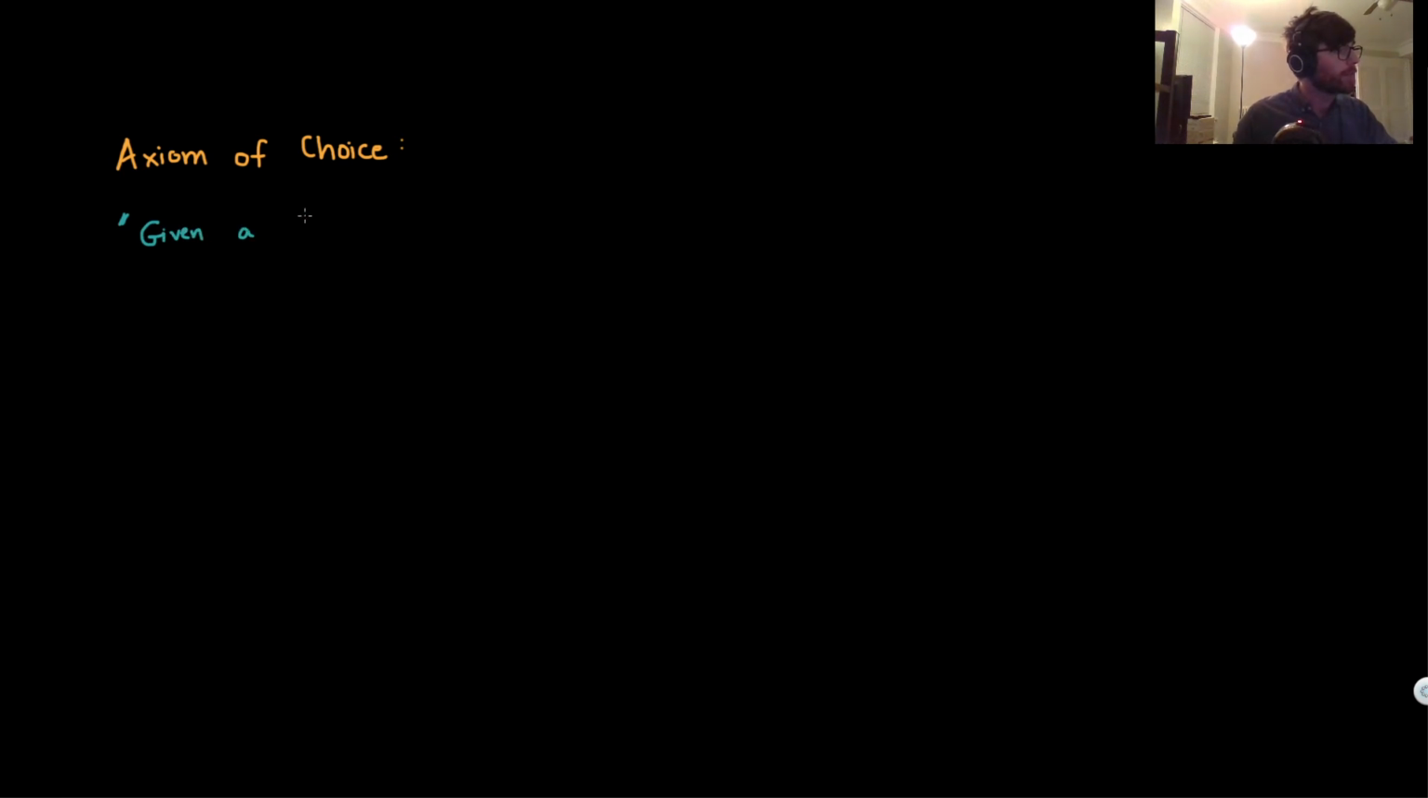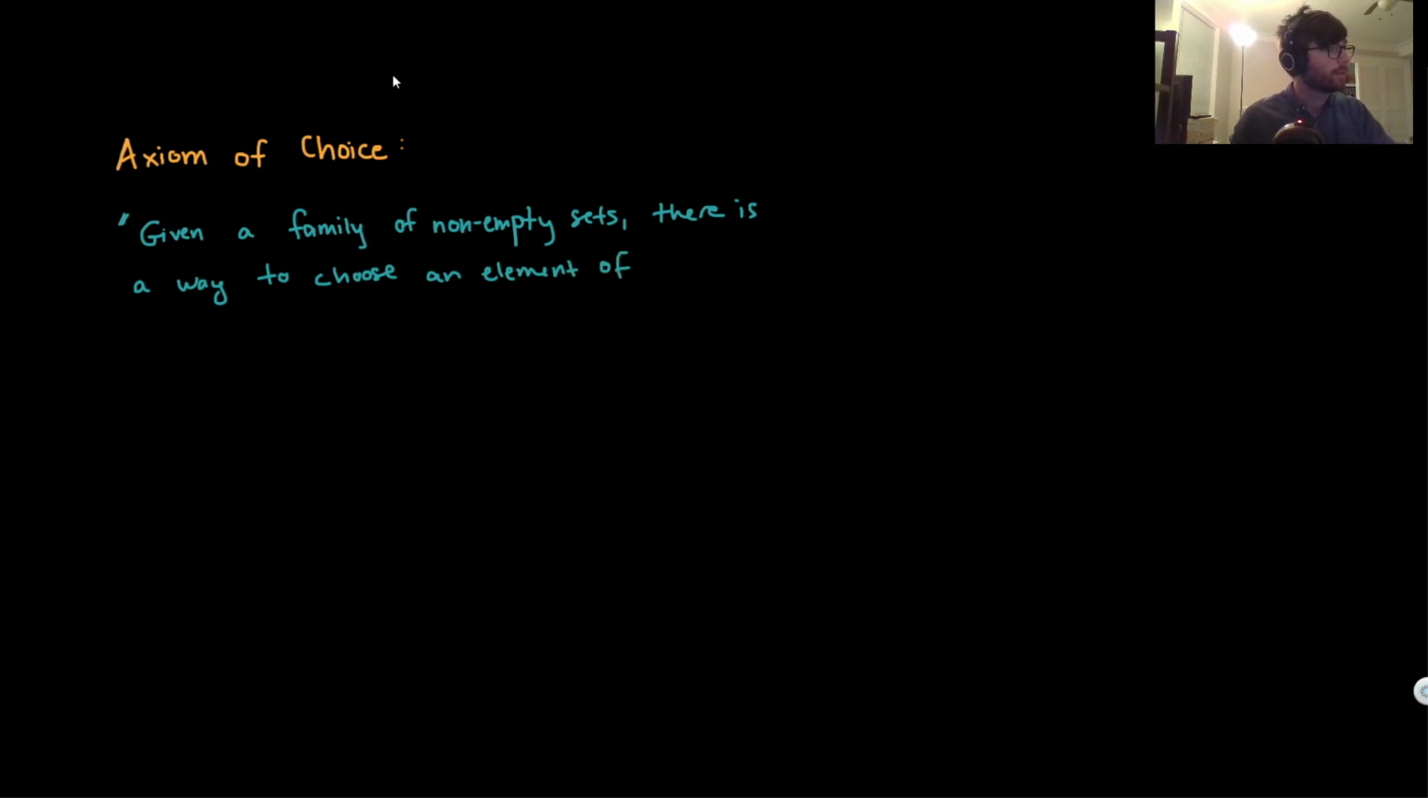So intuitively, what the axiom of choice says is that given a family of non-empty sets, there is a way to choose an element out of each set. So that's informally what the axiom of choice is saying.